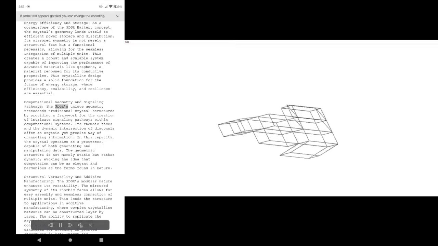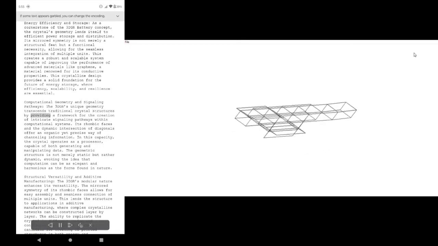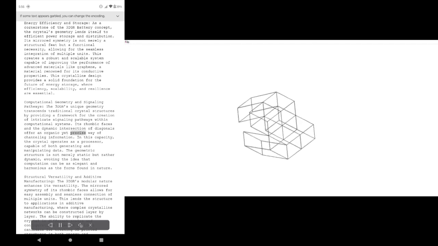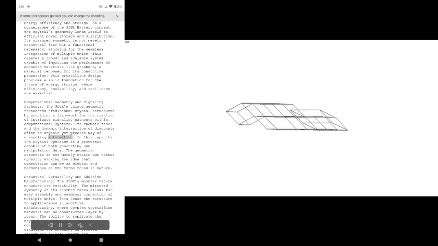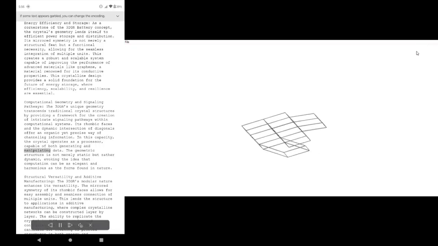Computational geometry and signaling pathways. The 3DGR's unique geometry transcends traditional crystal structures by providing a framework for the creation of intricate signaling pathways within computational systems. Its rhombic faces and the dynamic intersection of diagonals offer an organic yet precise way of channeling information. In this capacity, the crystal operates as a processor, capable of both generating and manipulating data.